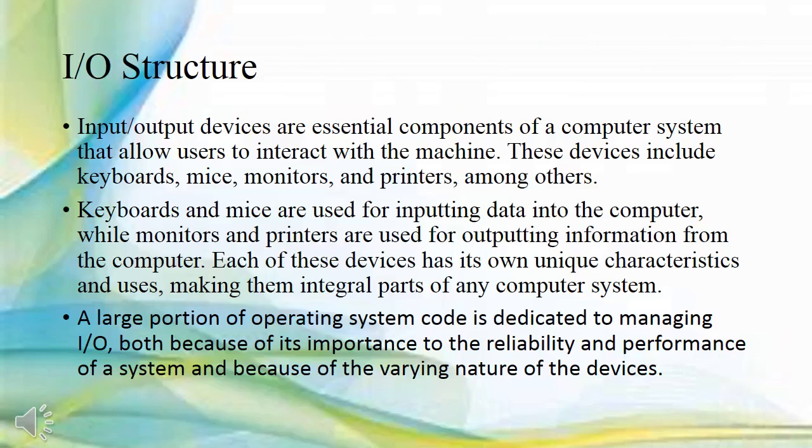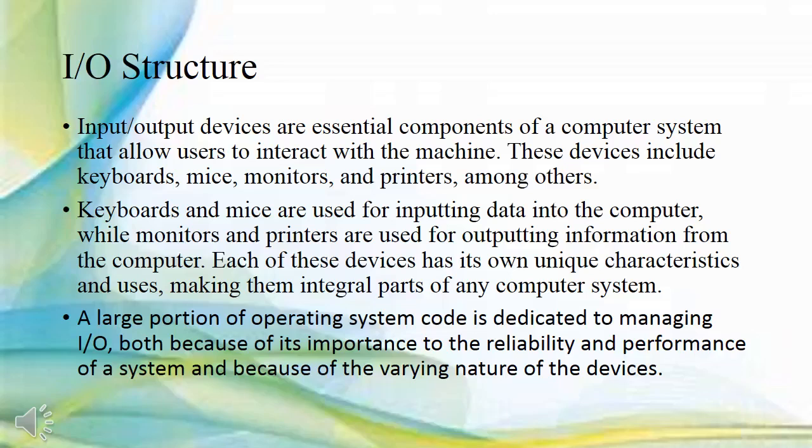At last, we are going to discuss I/O structure. Input-output devices are essential components of a computer system that allow users to interact with the machine. These devices include keyboards, mice, monitors, and printers, among others. Keyboards and mice are used for inputting data into the computer, while monitors and printers are used for outputting information from the computer.